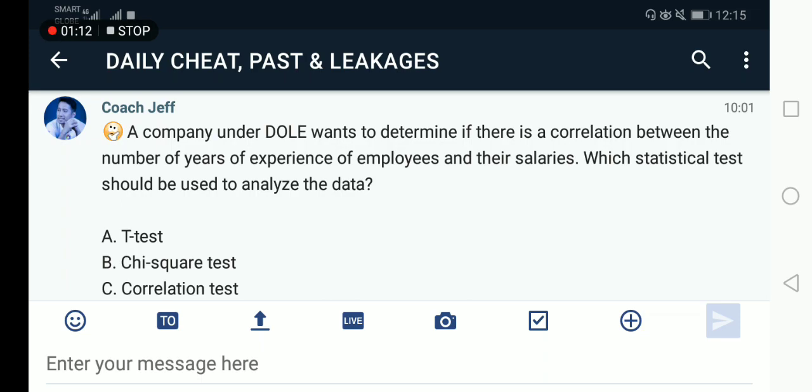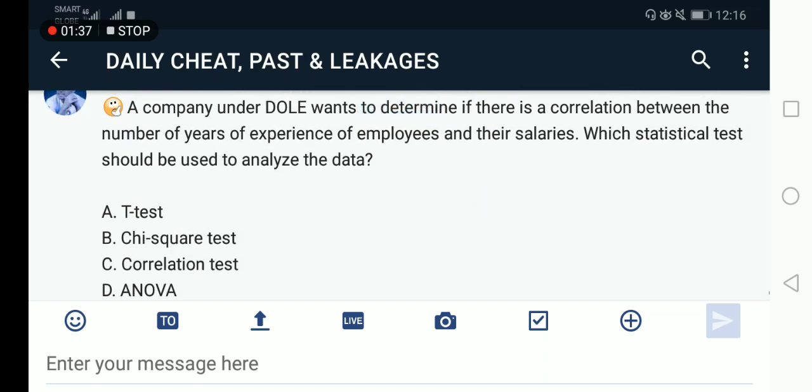What is your primary keyword? Your primary keywords are correlation and analyze. That is your primary. What is your secondary keyword? Your secondary keywords are the number of years of experience of employees and their salaries. Next is to pair it with your answer choices. All you have to do is review your basics, fundamentals, and theories. Is it t-test, chi-square test, correlation test, or ANOVA?